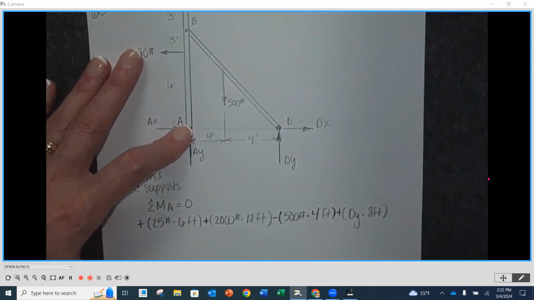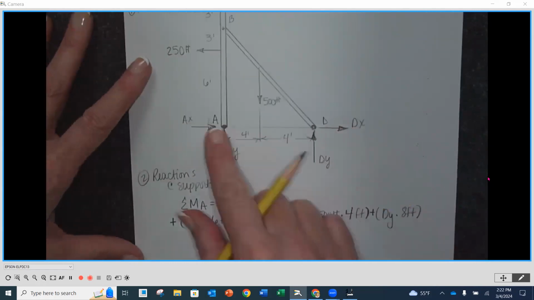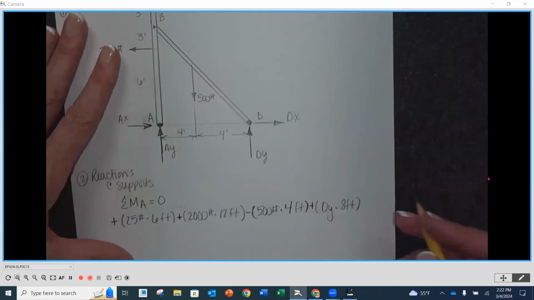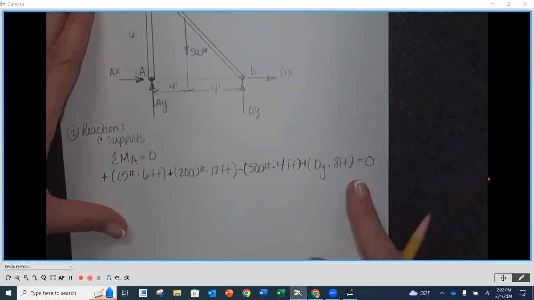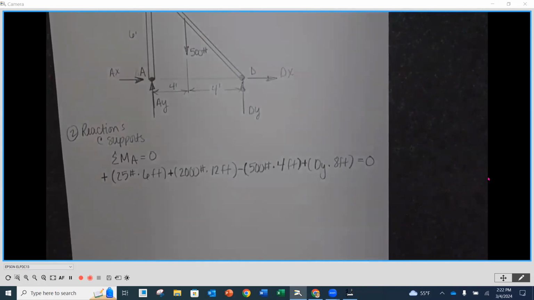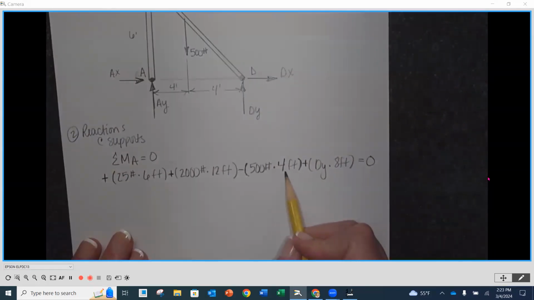And those are all the forces causing rotation because DX and AX go right through the point. They don't cause rotation. So we set this equal to 0. Remember, an equation of equilibrium has to have two sides. The left side is my sum of moments, and I set that equal to 0. So now I just want to look, do I have one unknown? Yes. So I can go ahead and combine all these and solve for DY. So go ahead and do that.